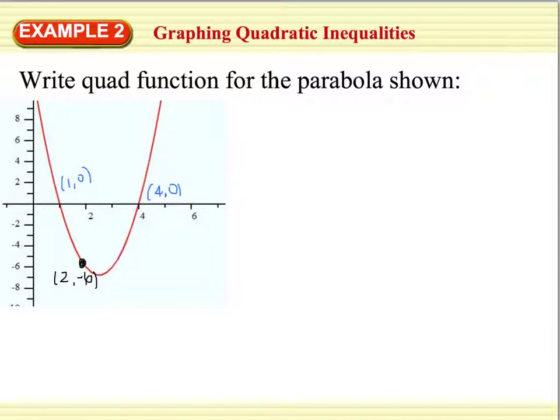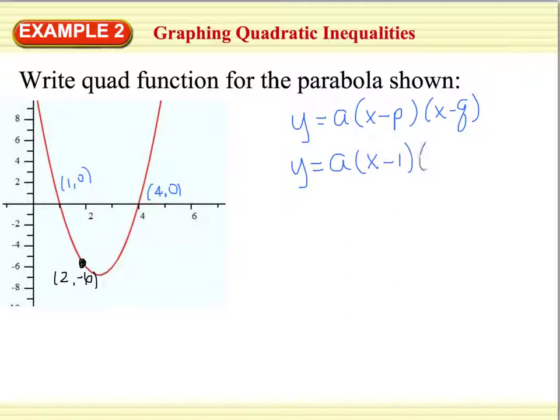So ultimately, because I'm given two x-intercepts, I can actually use the intercept form of a quadratic function and plug in what I know. Intercept form is really y equals a times a quantity of x minus p times a quantity of x minus q. And recall, p and q are just the x-intercepts. So if we plug in our x-intercepts, we have y equals a times a quantity of x minus 1 times a quantity of x minus 4.